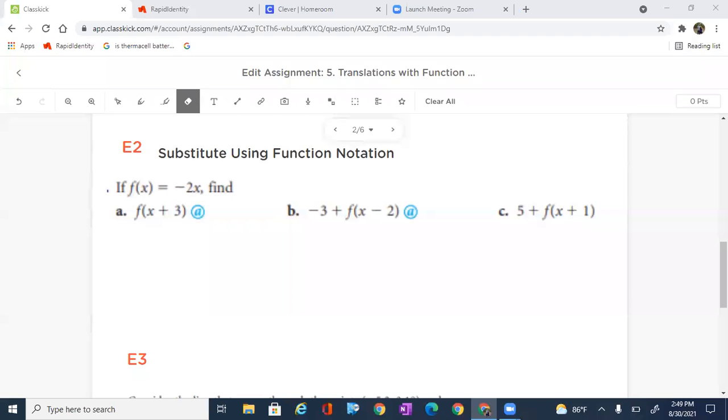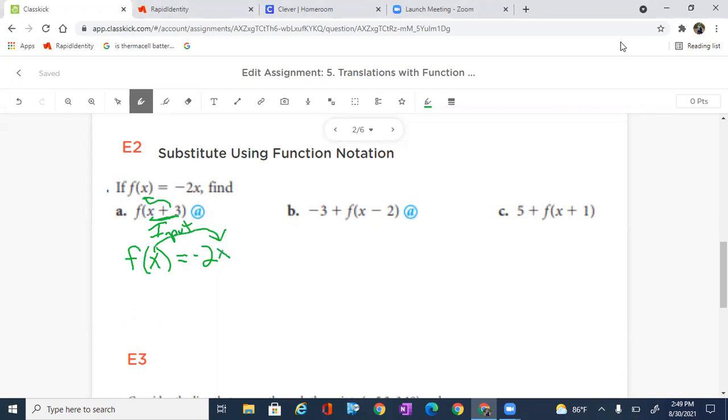All right, let's go ahead and substitute equations or values into other functions using function notation. So we'll start where it says, if f of x equals negative 2x, find f of x plus 3. Now go ahead and look at that x plus 3. This x plus 3 is in the same input location as that x. So what we're actually saying here is if I was to say f of x equals negative 2x, you'll notice that that x goes right there.